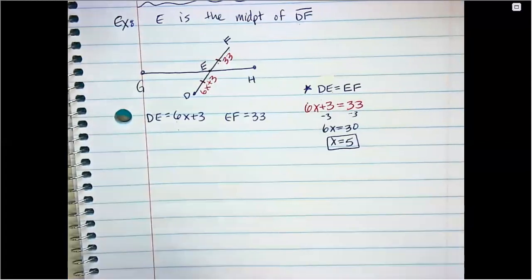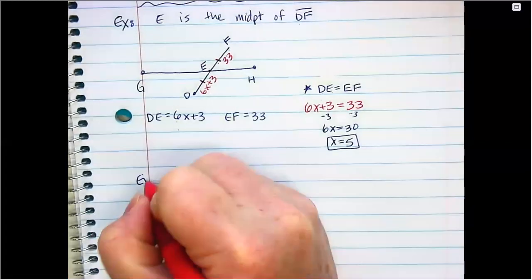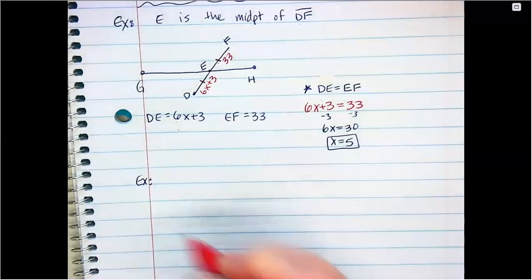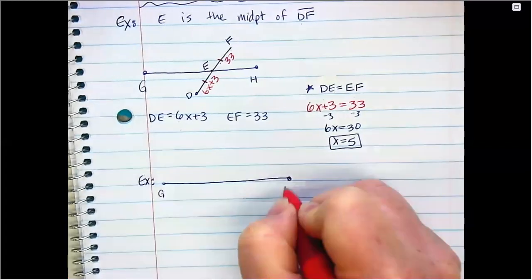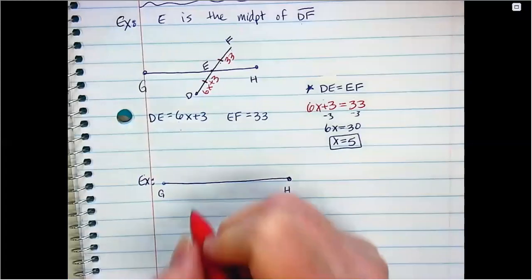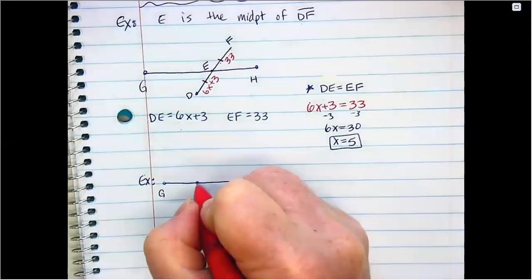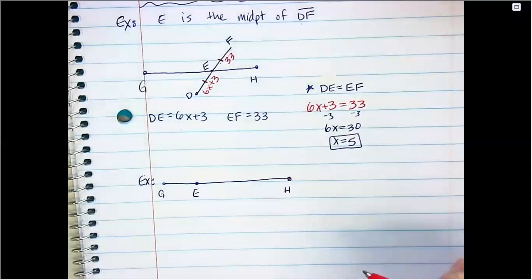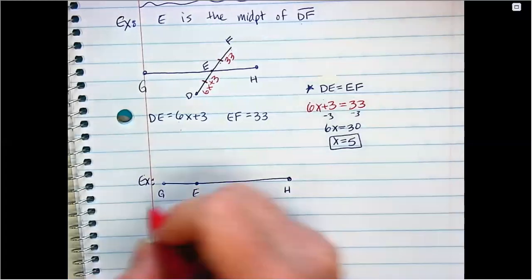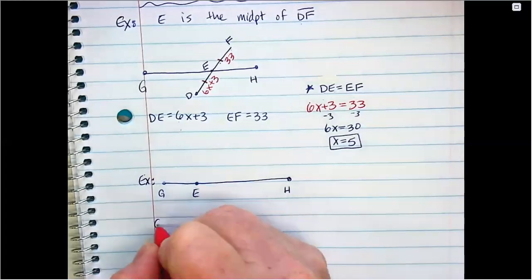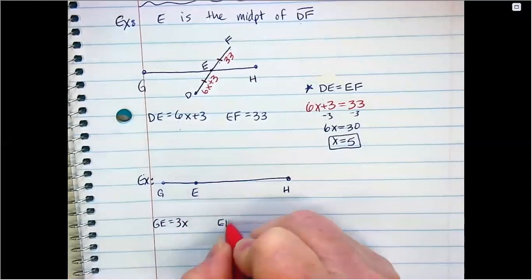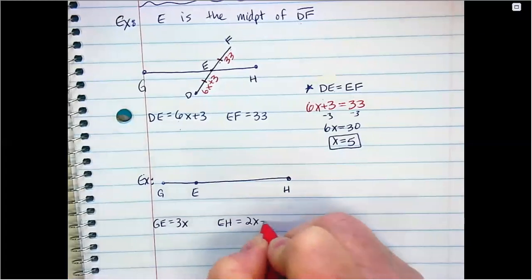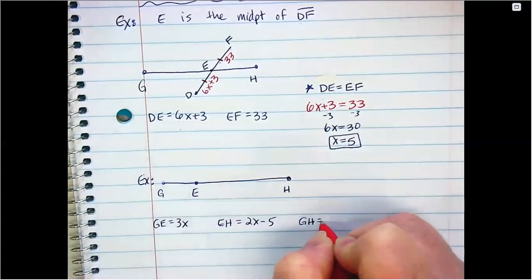Okay, the second example, because we're going to see this part in those also, is we're going to be looking at the segment GH. So we have E, and E is just somewhere, but try not to put it in the middle because then your brain always thinks that it's equal. We're given information that GE is equal to 3x, EH is equal to 2x minus 5, and GH is equal to 100.